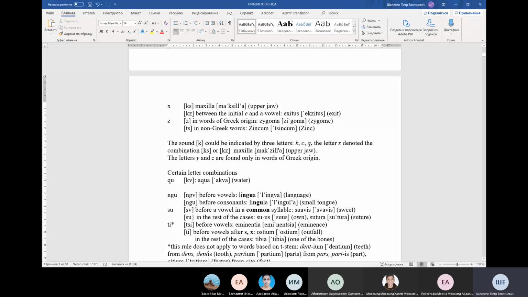Next one is the combination of N, G, and U, which is read differently as ngv before vowels, like in language, lingva. And as ngu before consonants, like in the word small language or small tongue, lingula. Lingula.